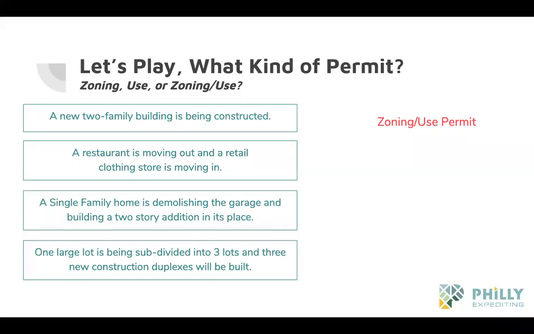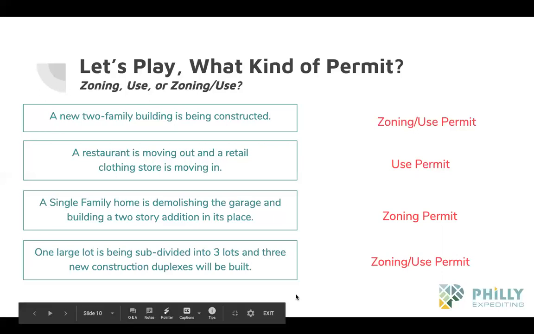A restaurant is moving out and a retail clothing store is moving in. Use. Yeah, use. Easy. A single-family home is demolishing the garage and building a 2-story addition in its place. Zoning. Yeah, zoning, good job. One large lot is being subdivided into 3 lots and 3 new construction duplexes will be built. Yeah. Yay, you got it. Easy. Okay. Nice.